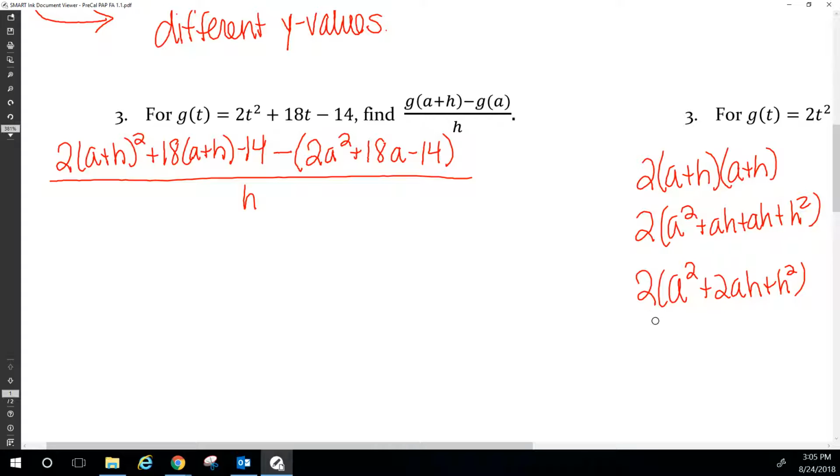I'm going to go ahead and distribute out the 2 as I bring it over here. So 2 times a squared is going to be 2a squared. 2 times 2ah would be 4ah.